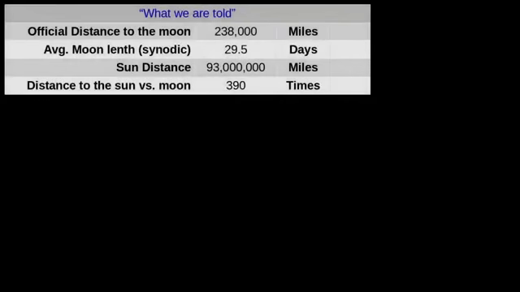So let's look at what they've told us so far. The moon is 238,000 miles away from the Earth. There's 29.5 average moon days. That's this synodic. I'm assuming that's on a yearly basis. Couldn't really find that on Wikipedia. The sun is 93 million miles away, and the distance to the sun versus the moon is 390 times, but they always say it's 400 times further away than the moon is to the Earth.